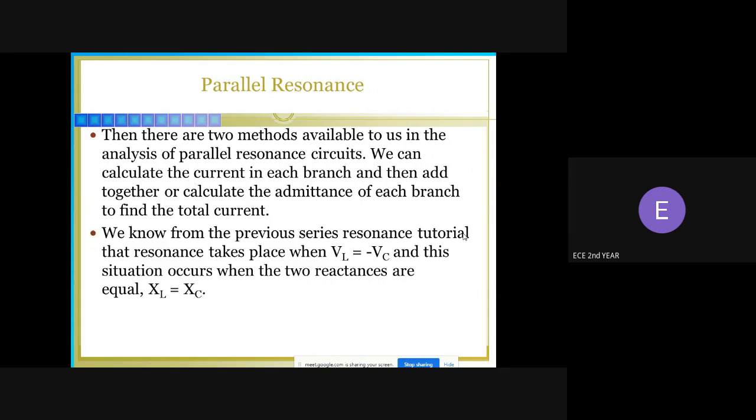Then there are two methods available to us in analyzing a parallel resonance circuit. We can calculate the current in each branch and then add them together, or calculate the admittance of each branch to find the total current. We know from the previous series resonance tutorial that resonance takes place when VL equals minus VC, and this situation occurs when the two reactances are equal, XL equal to XC. That is the resonance condition.